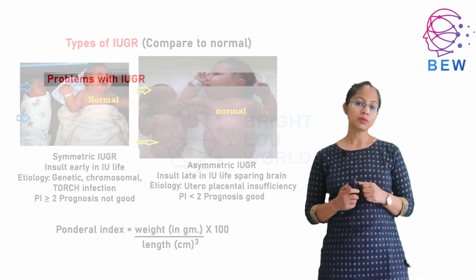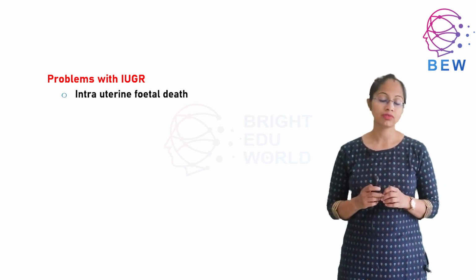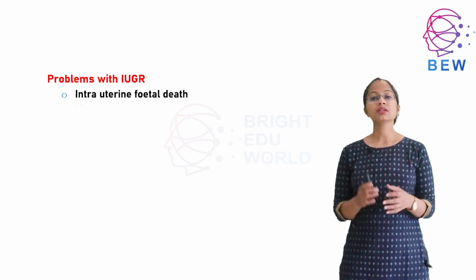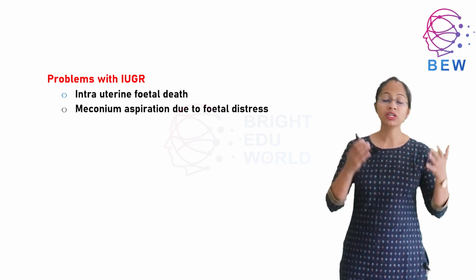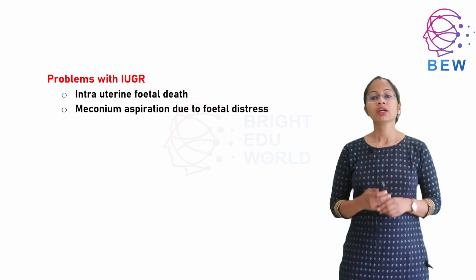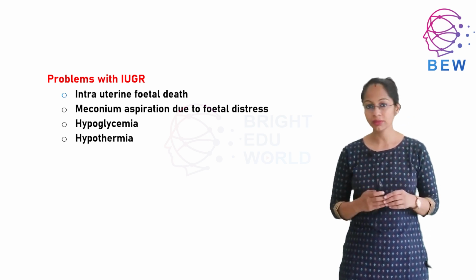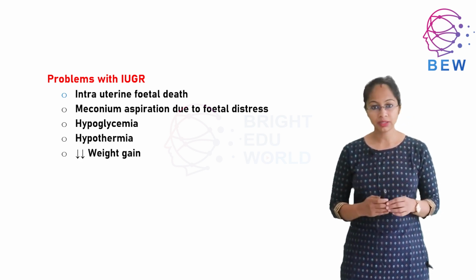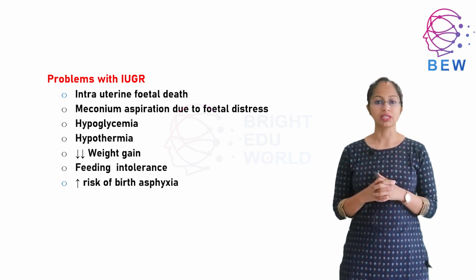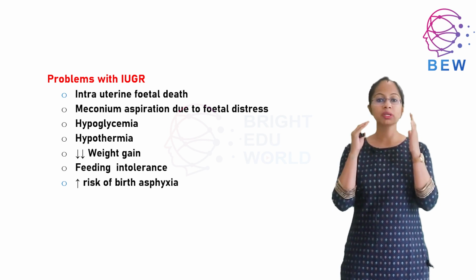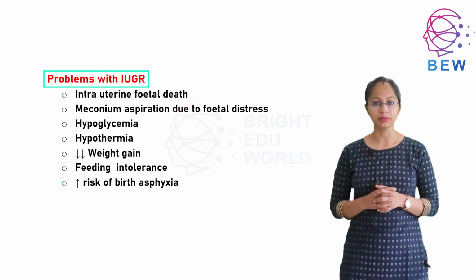Now, the problems associated with IUGR babies. First is intrauterine fetal demise. Second is high chances of meconium aspiration syndrome, because they have fetal distress. Third, they have a high tendency of hypoglycemia and hypothermia. They have very poor weight gain, feed intolerance, and high risk of perinatal asphyxia. So students, you must remember all these problems associated with the IUGR baby.